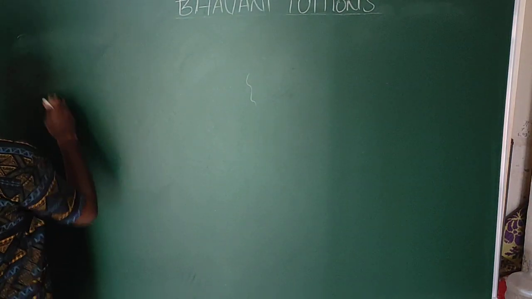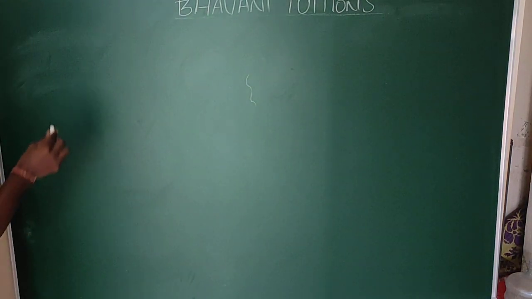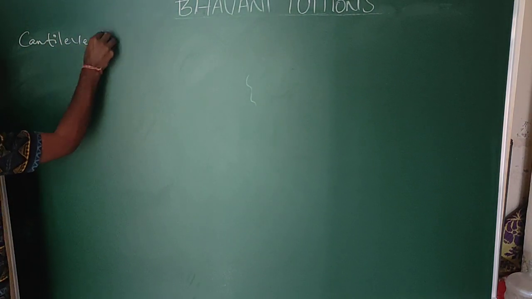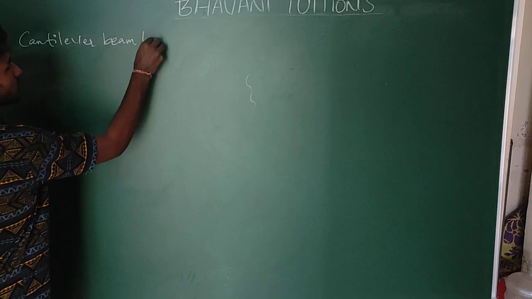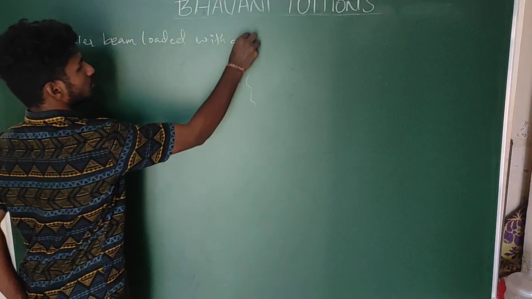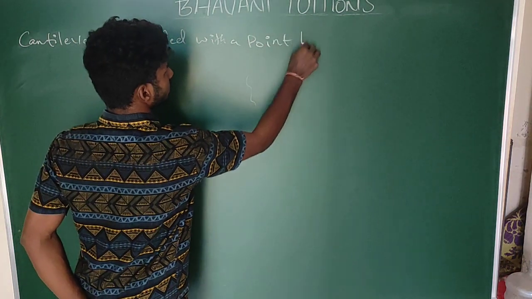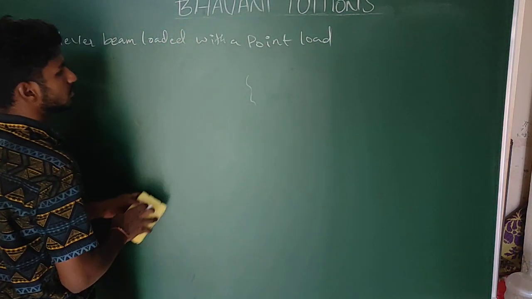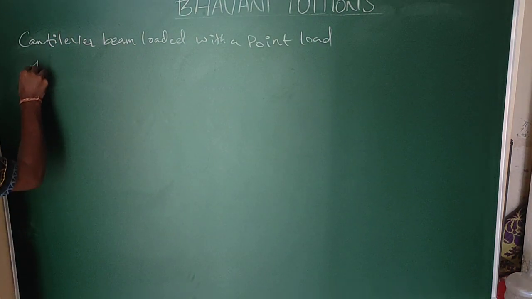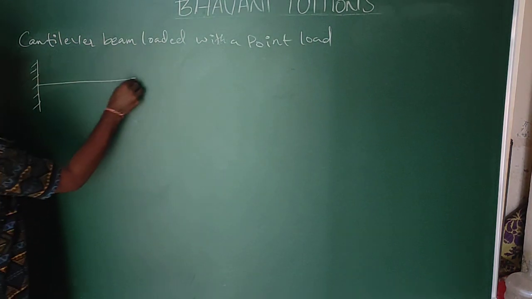Good morning, students. Today we are going to see a cantilever beam loaded with a point load. A cantilever beam loaded with a point load. So we know that in a cantilever beam, one end is fixed and the other end is free.